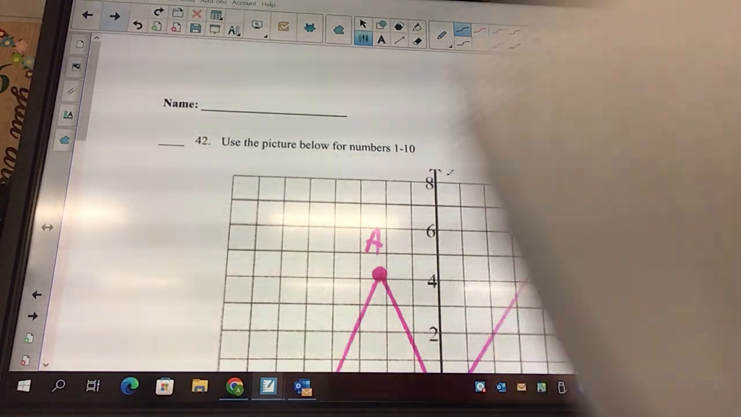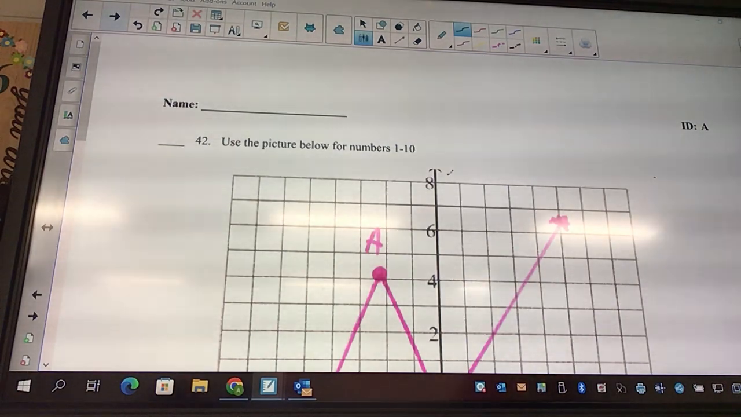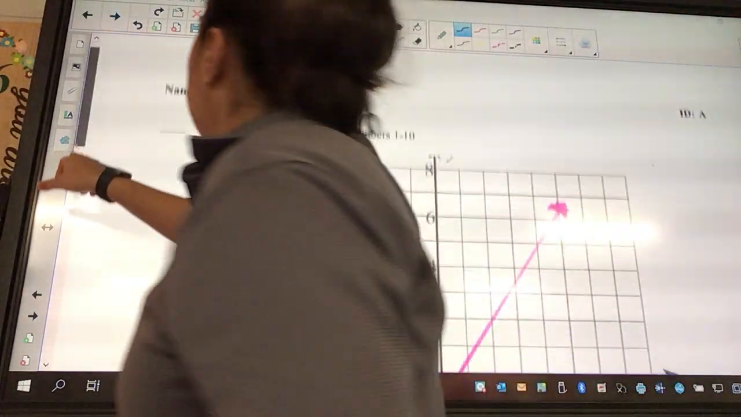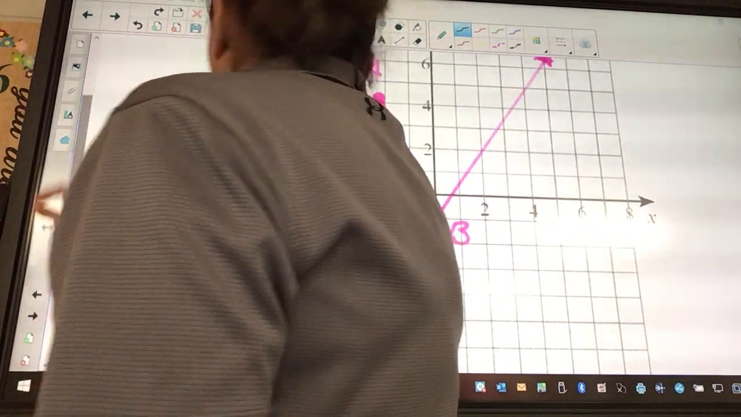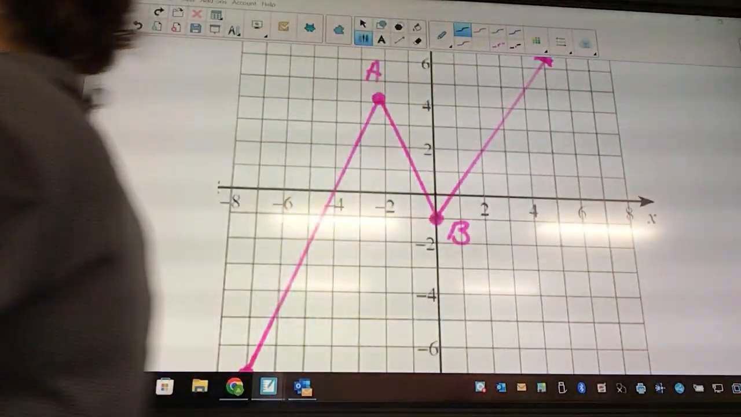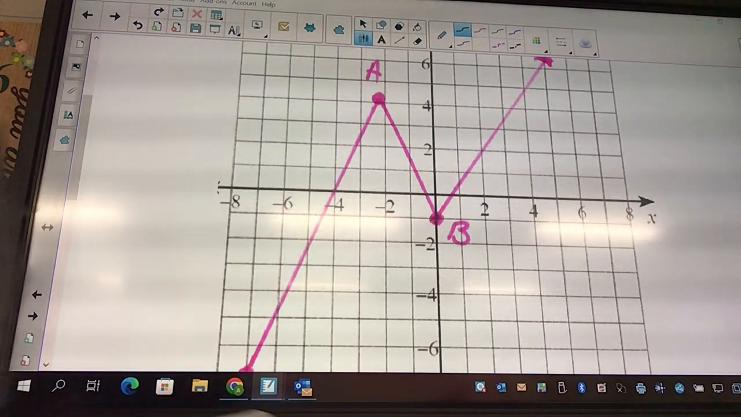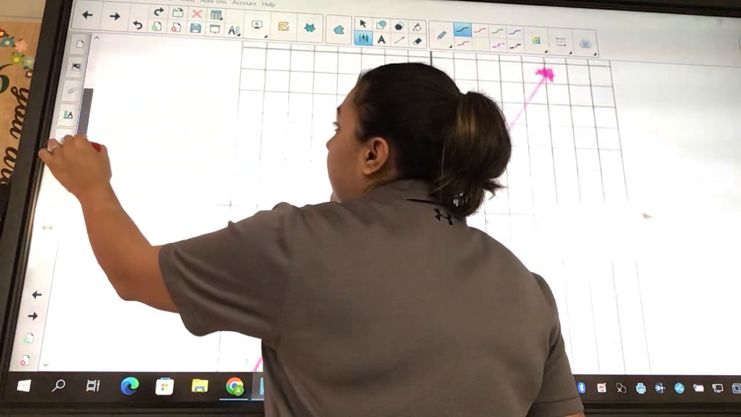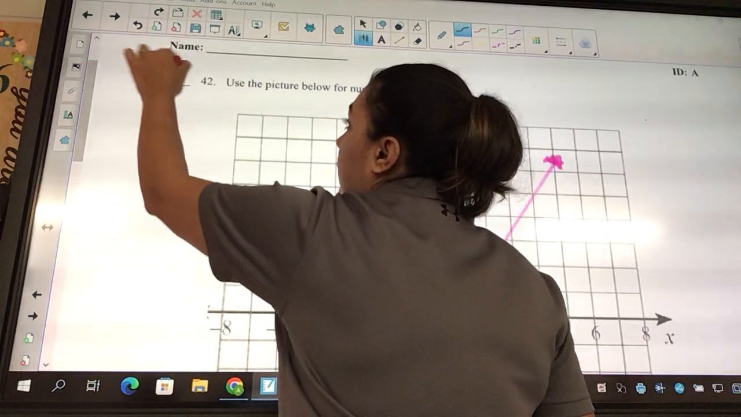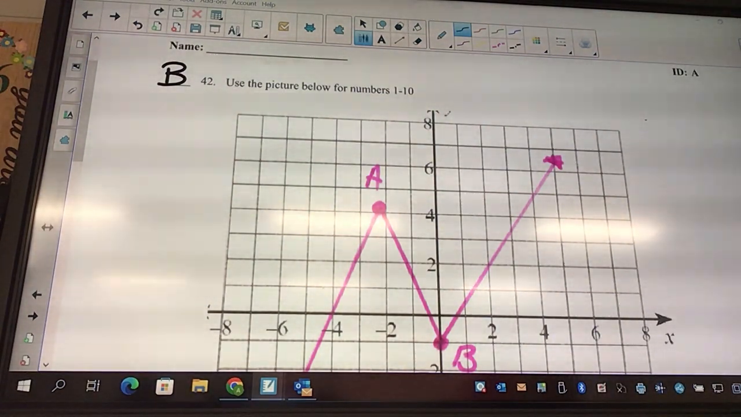Okay, 42 through 50 are all using this graph. They should go pretty fast. I'm going to leave the graph up here so you guys can look at it, and that way we can answer the questions. What does the first one say? Is this discrete or continuous? Continuous. The first question looks a little weird, so you're going to circle continuous down here and make sure you write it on 42 up here. Because I made it myself, it just looks weird, so don't accidentally skip that one.